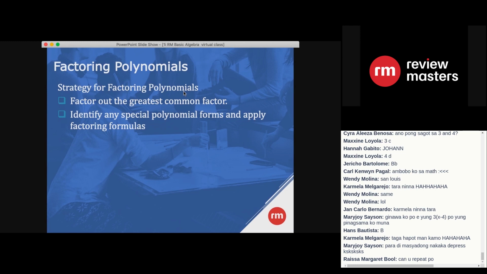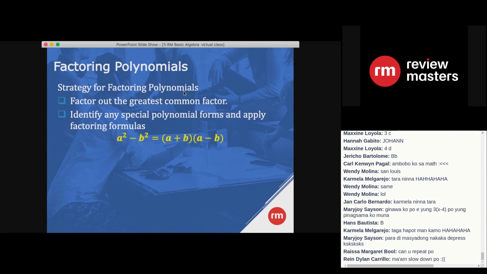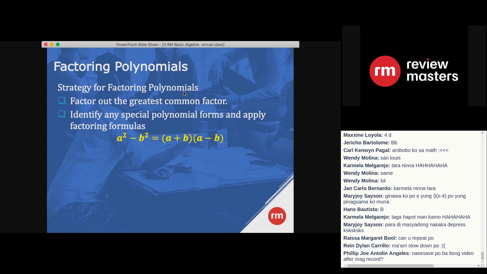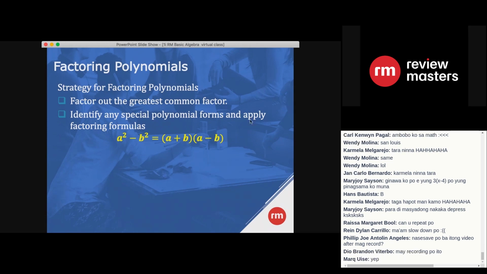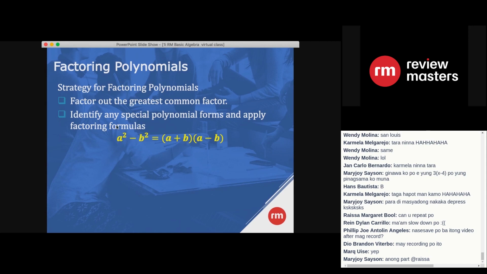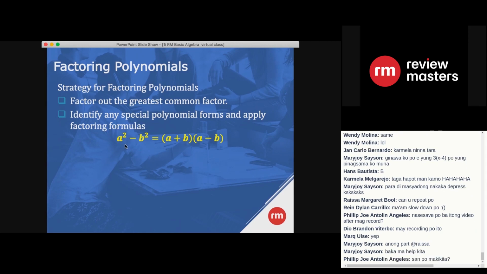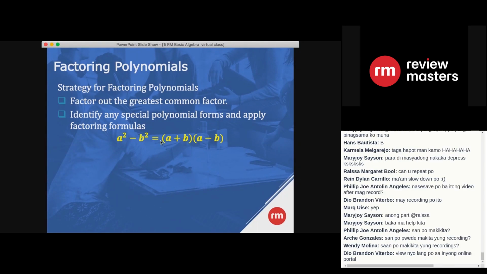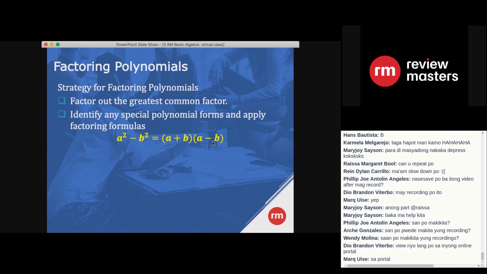Identify any special polynomial forms and apply factoring formulas. So, these are the following formulas. a squared minus b squared is equal to a plus b times a minus b. If you notice, this is also what we call the conjugate earlier. So a plus b, the conjugate of that is a minus b, and vice versa. And when you multiply this, you will have a squared minus b squared. Okay? So when you factor, a squared minus b squared is equal to a plus b times a minus b.